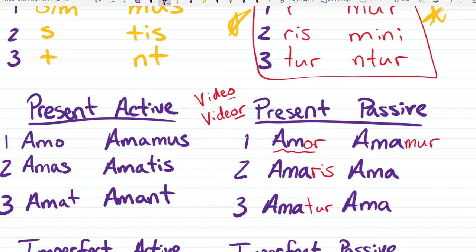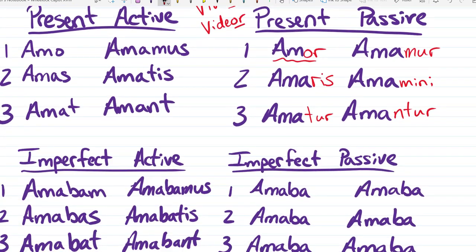Amamur, we are loved. Amamini, you are loved, plural. And then amantur, they are loved. Okay? That's all it is. Simple as that. Replace your present personal endings for your passive ones: r, ris, tur, mur, mini, and ntur. Need to know those. Okay?